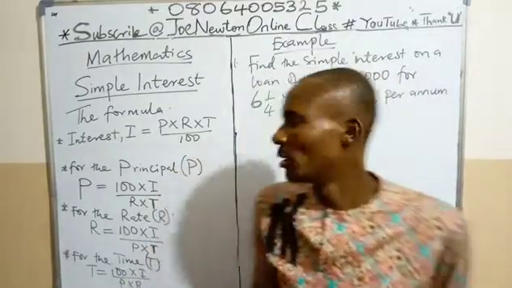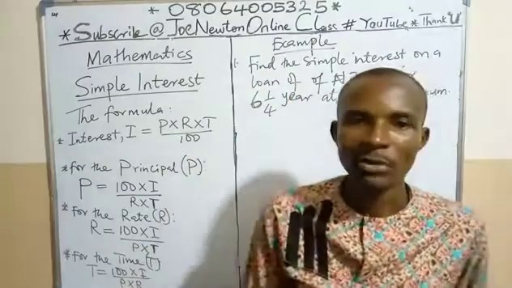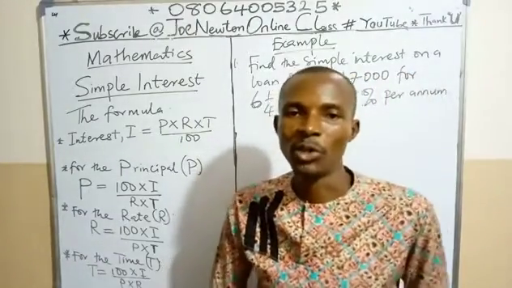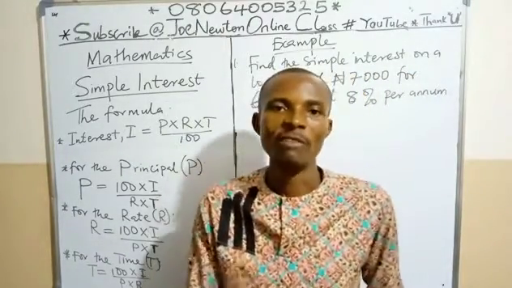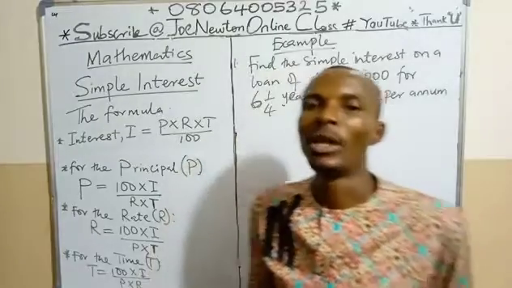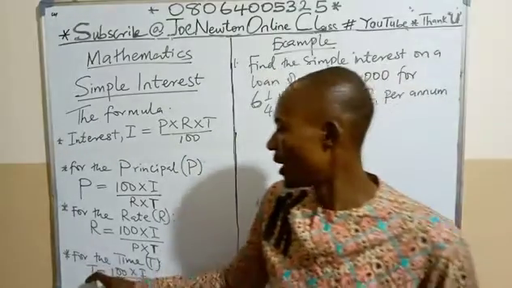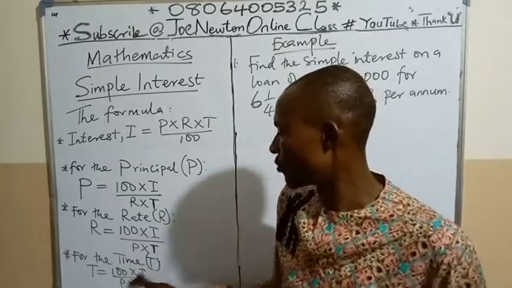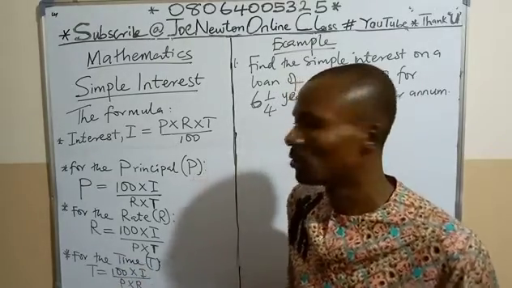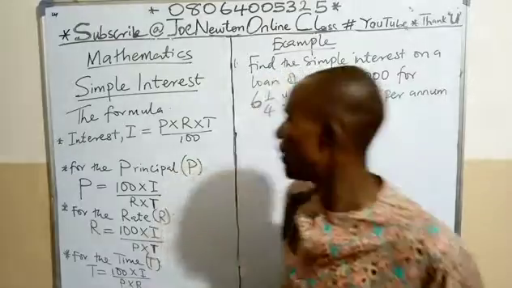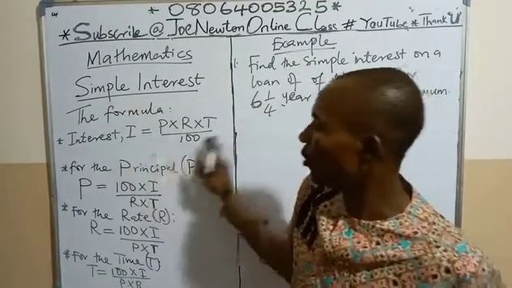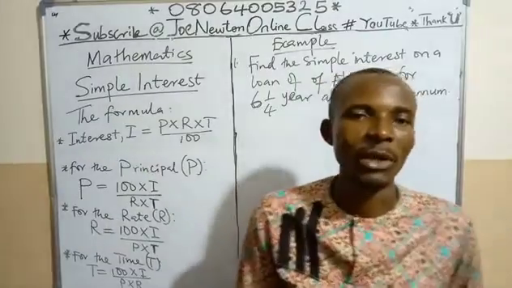Then the other variable that is left is time. The question might demand you to calculate the period, the duration, the time which the investment lasted that ended in a certain interest. So for the time, T equals 100 times interest over principal times rate. So that is it. We get all these by making each variable the subject from the original formula for calculating simple interest.